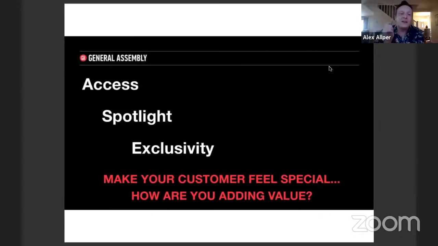I'm already giving them access and exclusivity, and people are going to be like, oh my God, I want to be able to buy this beer before the general public. Well, you can if I have your email address. Oh my God, amazing. Access, spotlight, exclusivity, you guys, make them feel special.